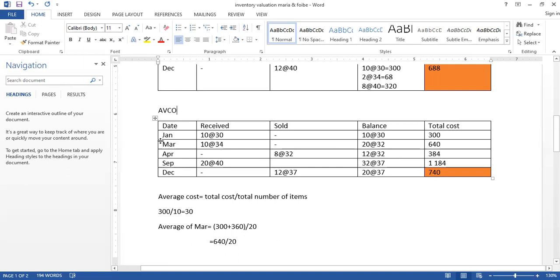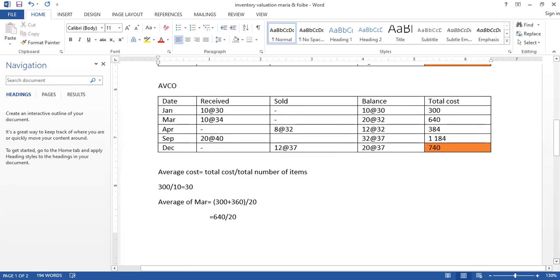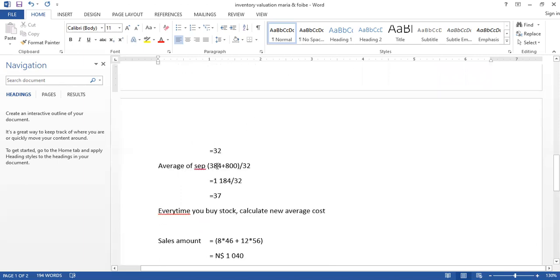And then we move on to September. So what did we do in September? We bought 20 units at the price of 40. So because we bought, the rule says we should calculate our new average cost. So calculating our new average cost, we have 384 of the 12 units that were already in stock, plus the 800 of the 20 units that we currently bought. So together we'll have 1,184 total cost.